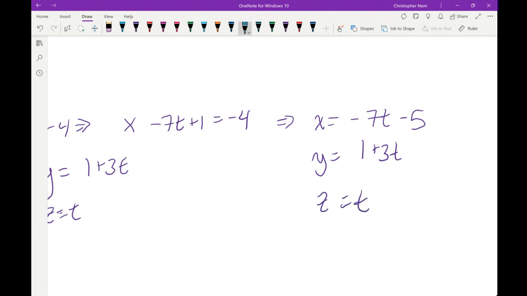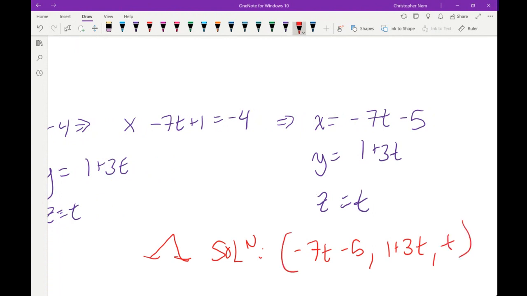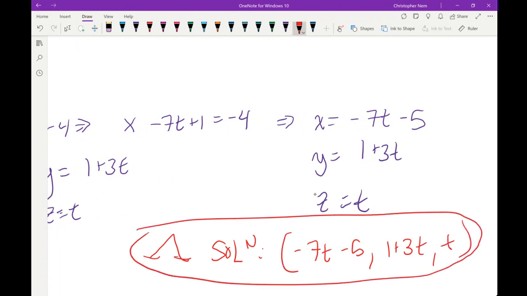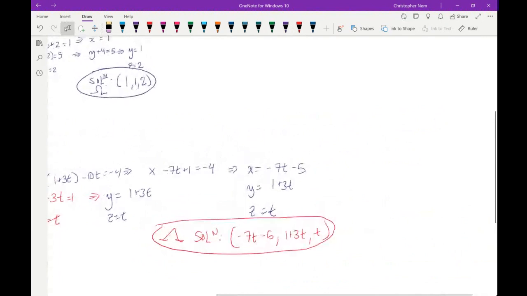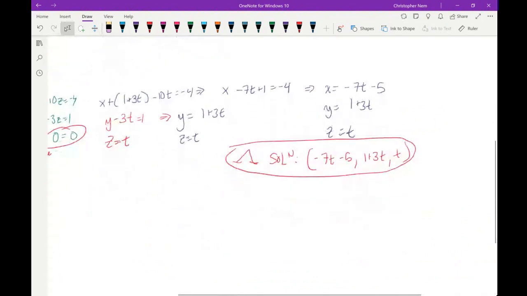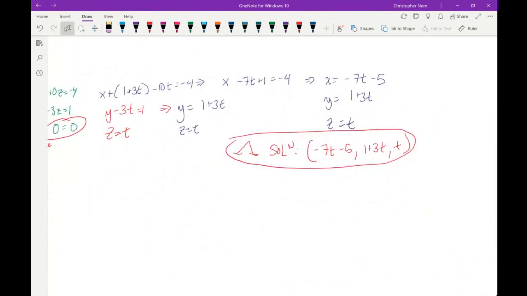So my solution to lambda, the lambda solution, is going to be -7t minus 5, comma, 1 plus 3t, comma, t. This is my coordinate location. So this is a problem with an infinite amount of solutions. This one has exactly 1. This has an infinite amount.